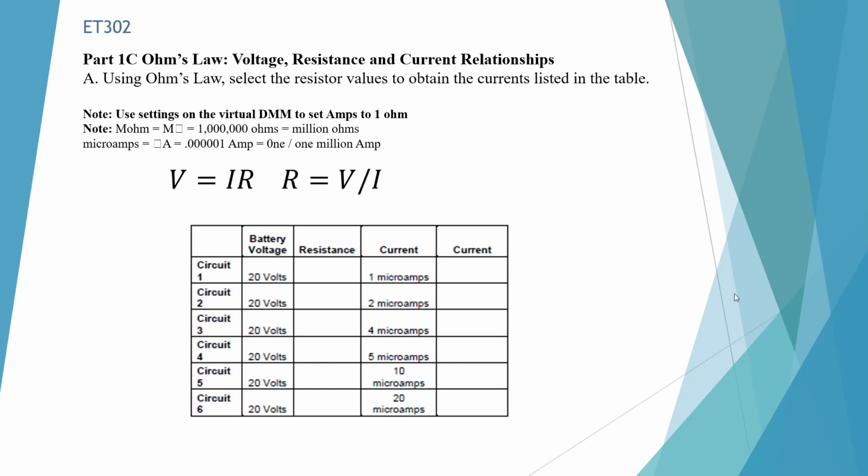Okay, in part 1C, we're going to do the same thing. We're going to calculate for resistance, but this time our current's in microamps, which means our resistance is going to be in megohms. So we're going to have 20 large M megohms. And we need to make sure our meter's set up to read properly. So if we have a problem, we're going to go ahead and change it.